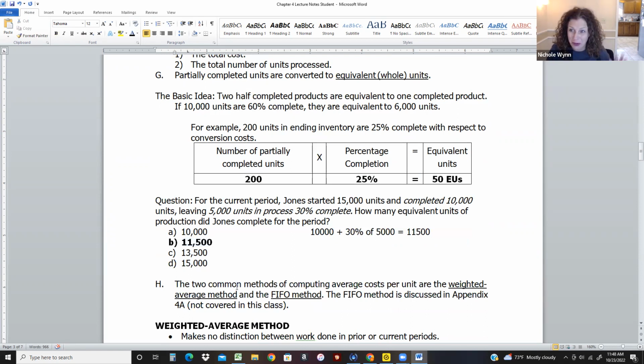Okay. So we have two different methods that we use to calculate these costs. And I'm going to show you the way that I like to calculate it.